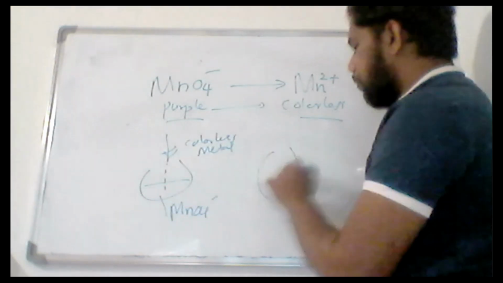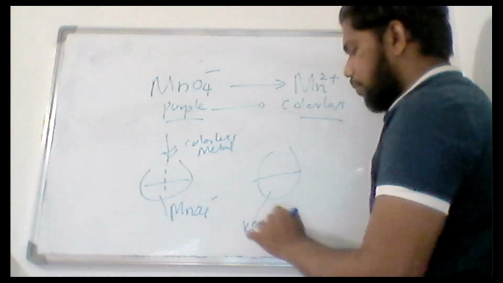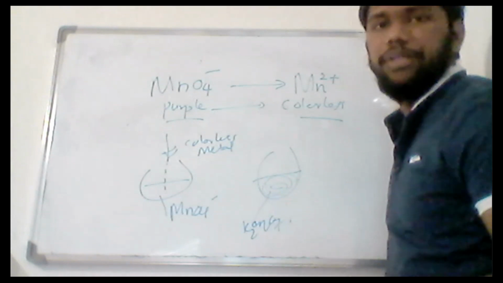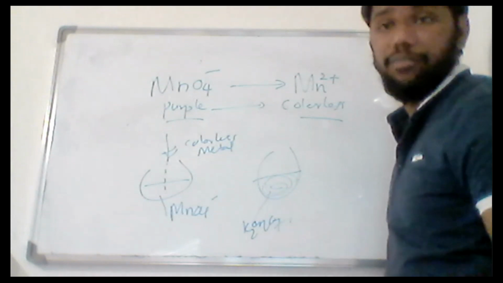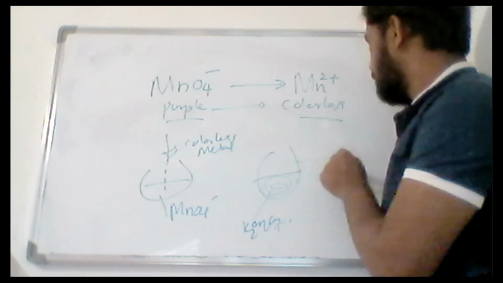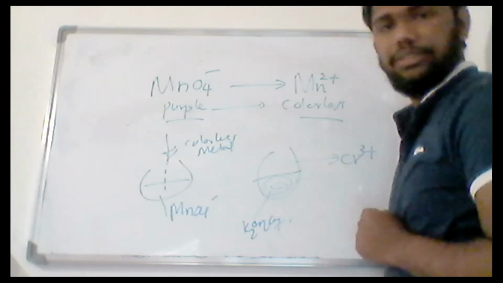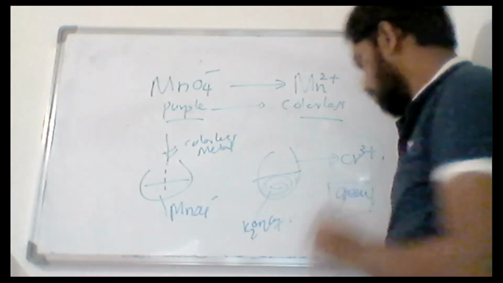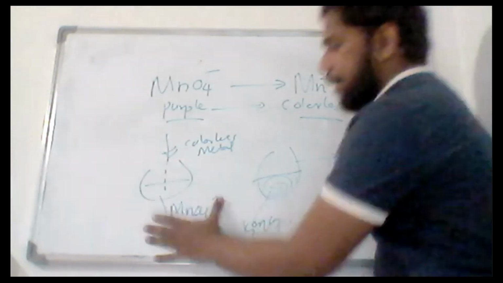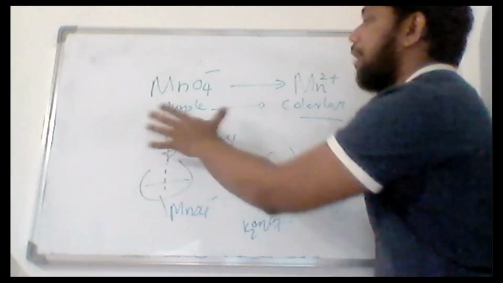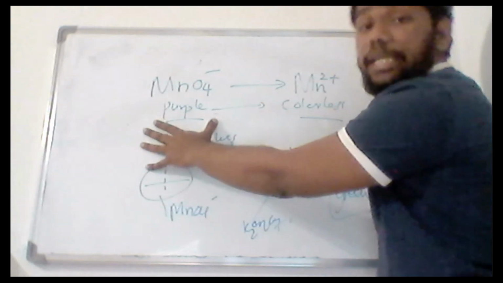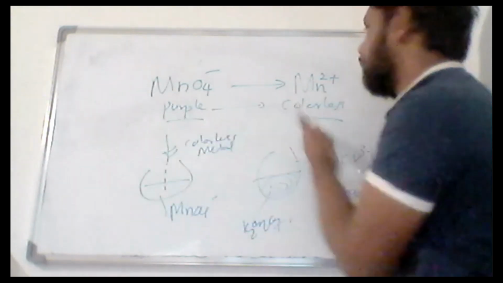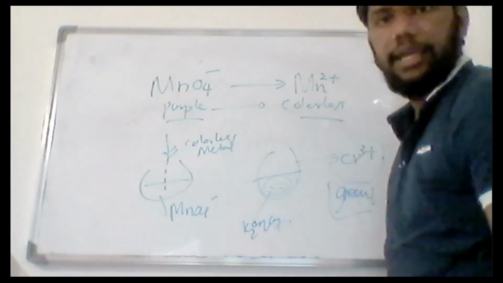Okay. But when you use K2Cr2O7, there is an initial color. If the solution is a little bit basic, it will be yellow. If the solution is a little bit acidic, it will be more or less red in color. And in the acidic medium, it will be converted to chromium 3+. And here it is green in color. Which means here MnO4- can be taken as a self-indicator to find the endpoint because it goes from purple to colorless. You can easily find the endpoint.